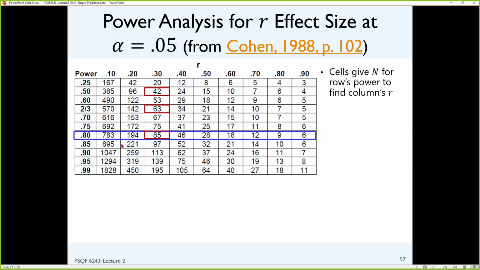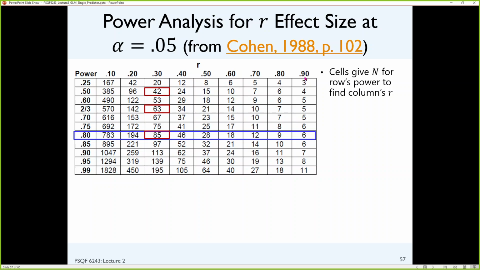The way to read this table is down the rows is the power proportion that you're seeking. What proportion of the time, if there is really an effect, are you going to find it? I have highlighted the row for 0.8 because that's the conventional goal that we are taught to strive for. Across the columns is R, ranging from 0.1 to 0.9.